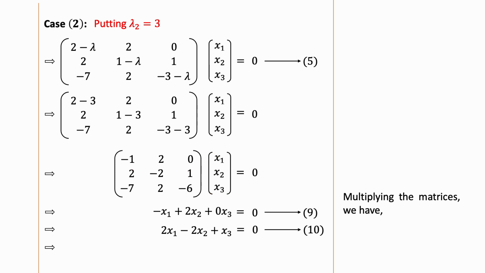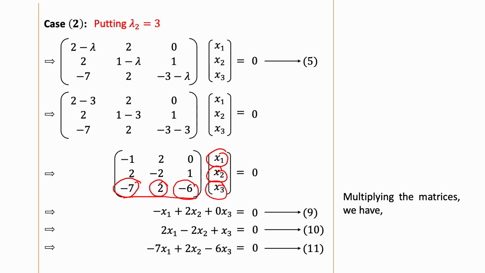Now coming to the third equation, take the third row. Multiply this element, minus 7, into x1. You will get the third equation: minus 7x1, 2 into x2 is plus 2x2, minus 6 into x3 is minus 6x3 equal to 0, equation number 11.